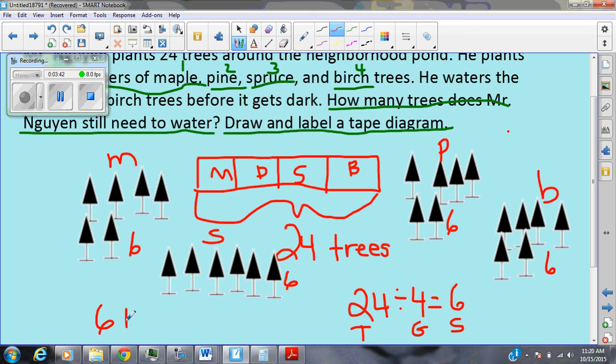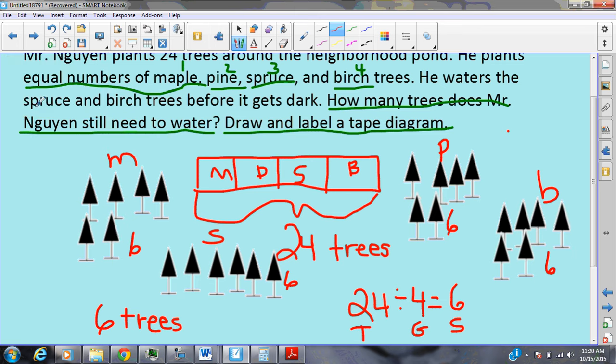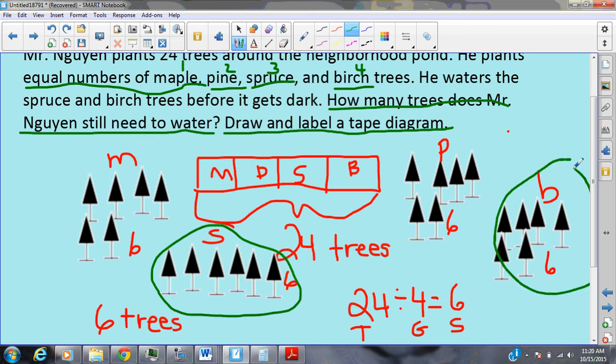Now, that is not what I'm asked to do, so I am not finished. I am doing more than 1 step for homework today. So it asks me, how many trees does Mr. Naguin still need to water? It tells us that he waters the spruce. So here are the spruce. I'm going to circle it with a different color. And he waters the birch. So here are the birch, my B, and here are the spruce.